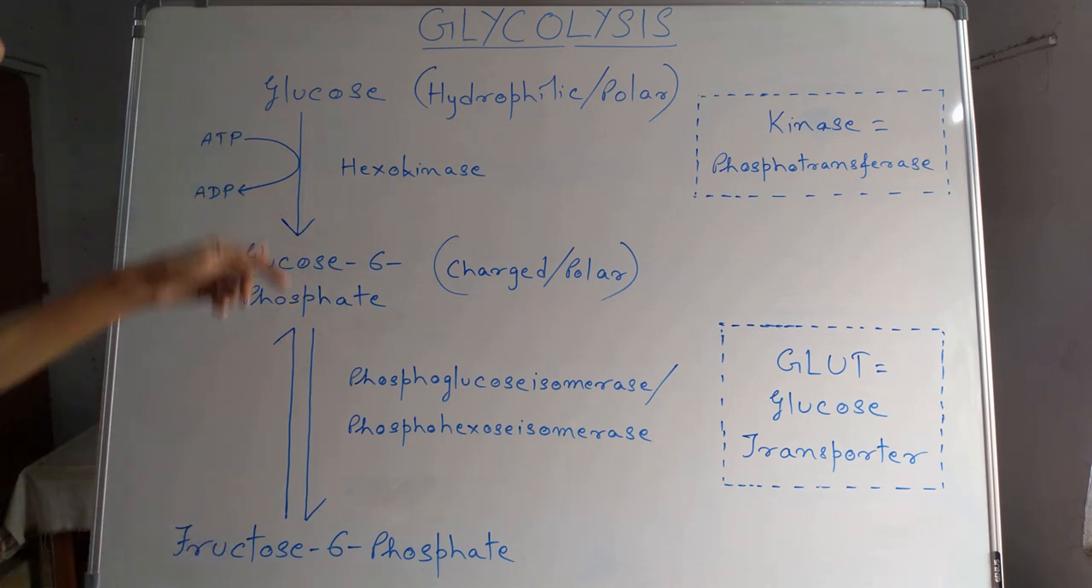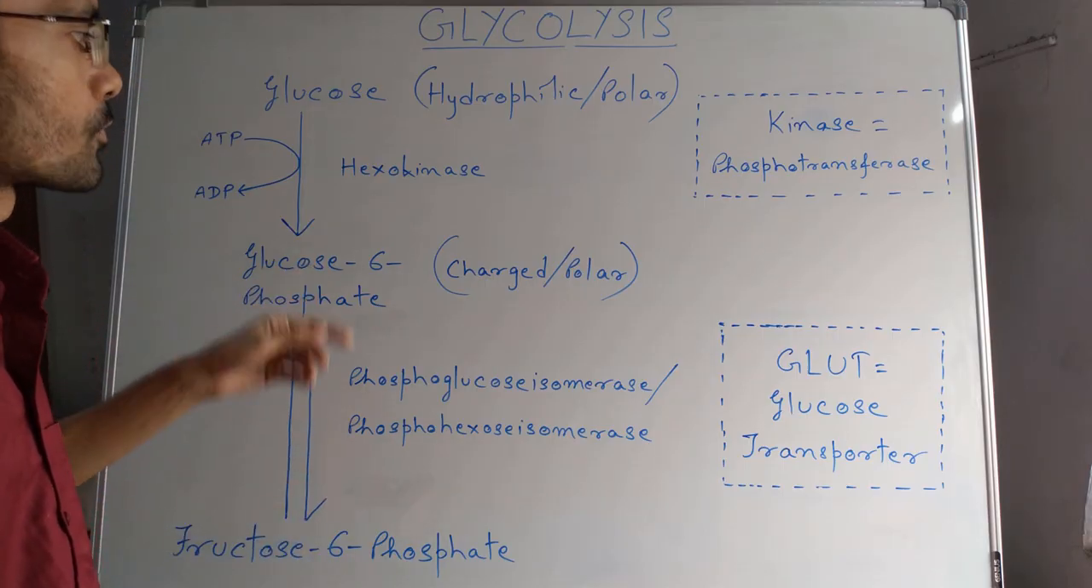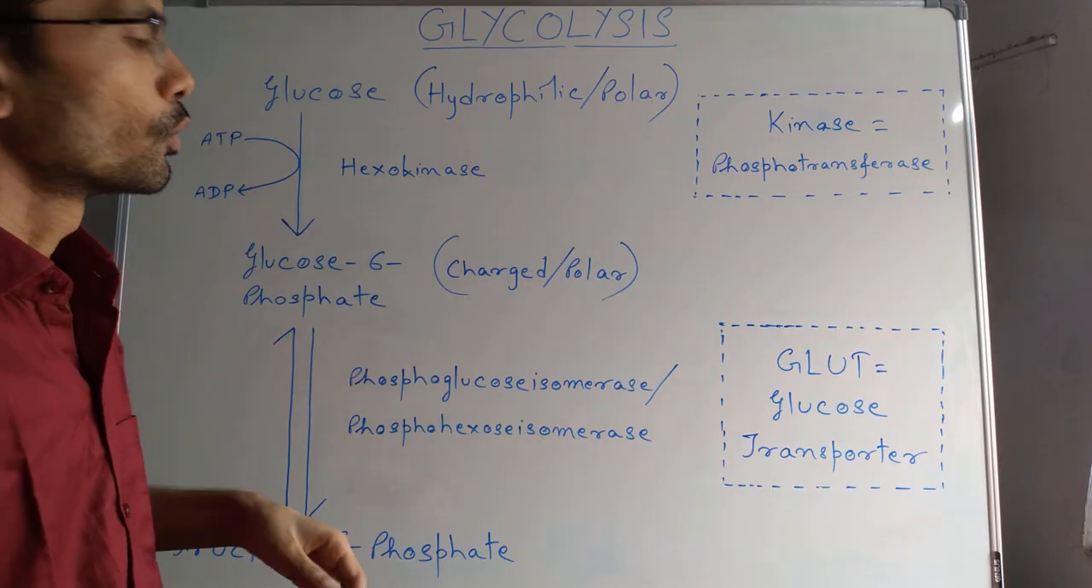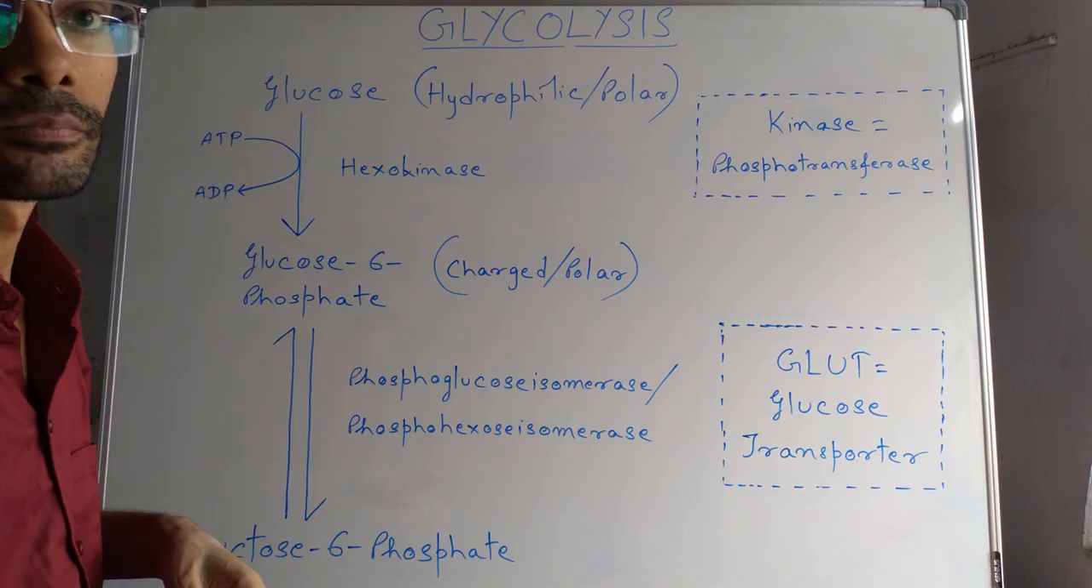This step, being irreversible, traps the glucose molecule inside the cell, as glucose 6-phosphate, being charged or polar with the charge conferred by the phosphate group, cannot easily escape the cell.